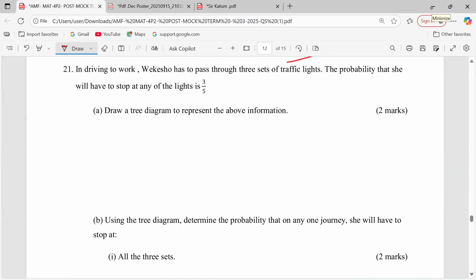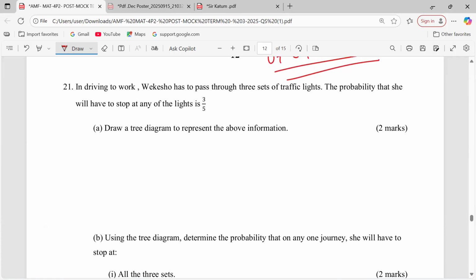Number 21, a question on probability. Let's get to it. The question says that in driving to work, Wekesho has to pass through 3 sets of traffic lights. The probability that she will have to stop at any of the lights is 3 out of 5. Part 1, draw a tree diagram to represent the above information. So we have the first light, the second one, like that.